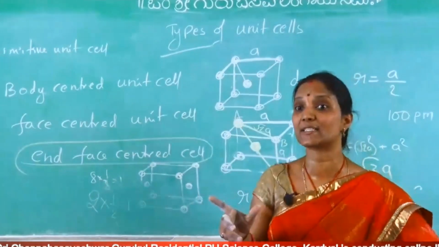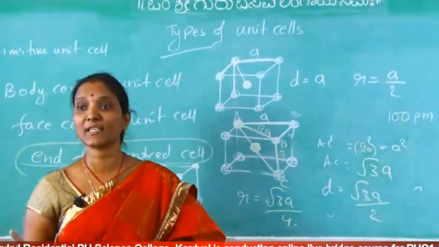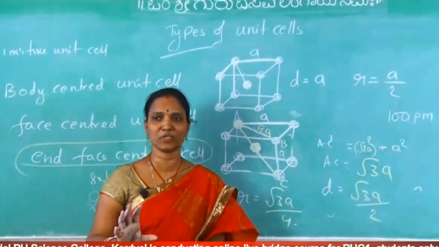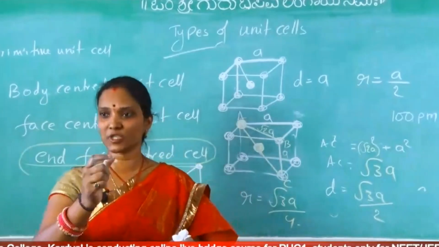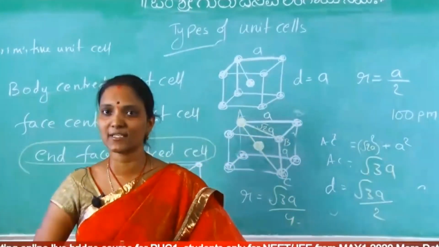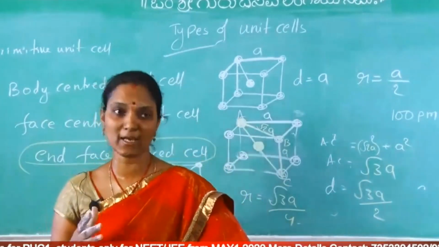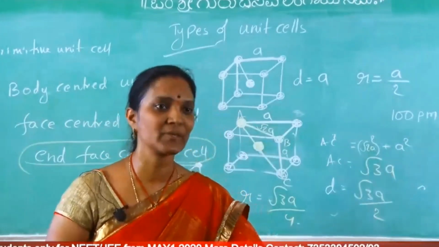How many particles? To calculate the particles we are using contribution. What is the contribution? First you should remember the contribution. You should understand that. If the position is corner, 1 by 8, 8 unit cells can share. If the position is edge center, 4 unit cells, 1 by 4. If the position is face center, 2 unit cells, 1 by 2. And if it is body center, 1 unit cell.